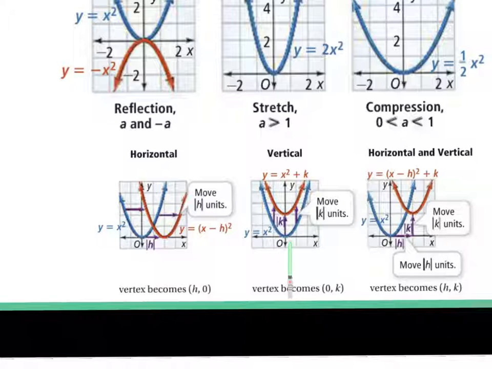The same here with k: it moves k units in the opposite direction. In this case, it's moving up because k is positive. If k were negative, it would move down. Here, h is negative, so it's moving to the right. If h is positive, it's going to move to the opposite direction. And then I can combine both of them. So let's see this information in the exercise.